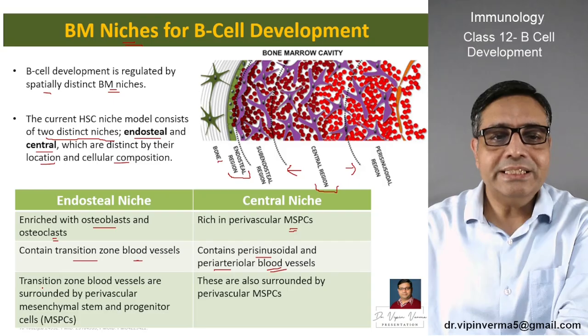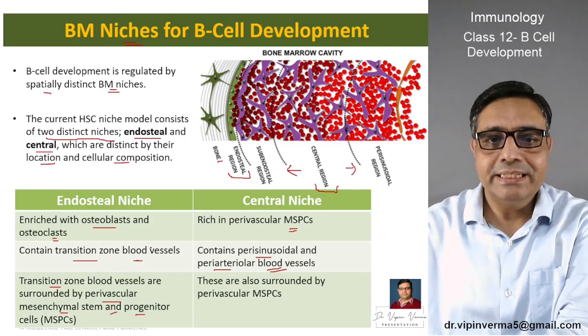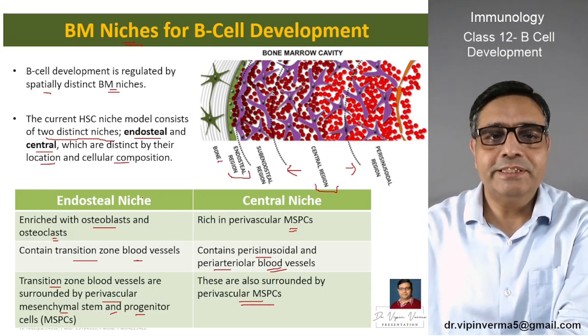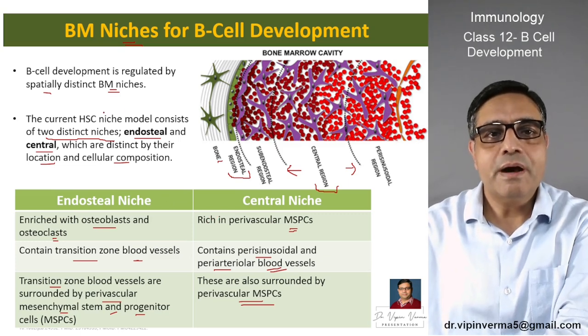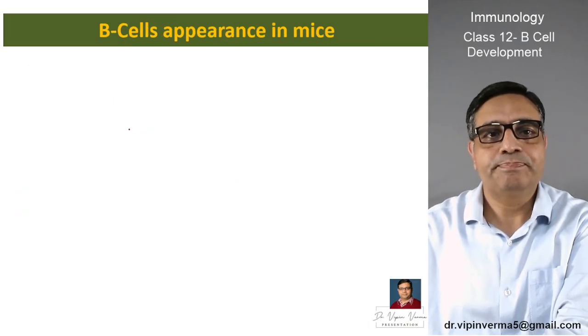The endosteal niche has the transition zone blood vessels, which are surrounded by perivascular mesenchymal stem cells and progenitor cells. So these two kinds of cells surround the endosteal niche, whereas the central niche is also surrounded by perivascular MSPCs. Clear? So this is the comparison between the endosteal and the central niche, which is our current understanding of the hematopoietic stem cell niche model for B cell development.